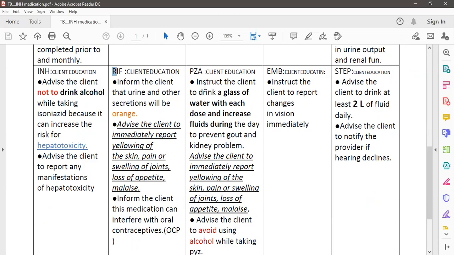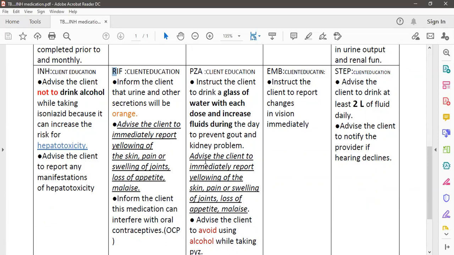Let me read it again. Instruct your client to drink a glass of water with each dose and increase the fluid intake during the day to prevent gout. And also we can prevent kidney problems. So drinking plenty of water helps to expel the uric acid and prevent gout.